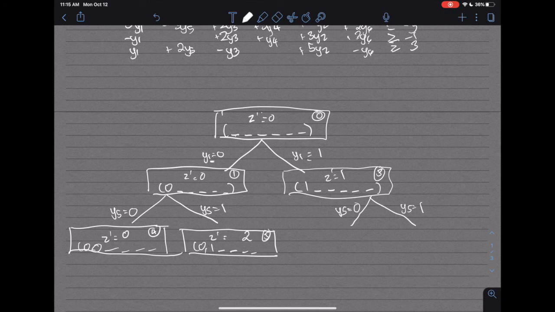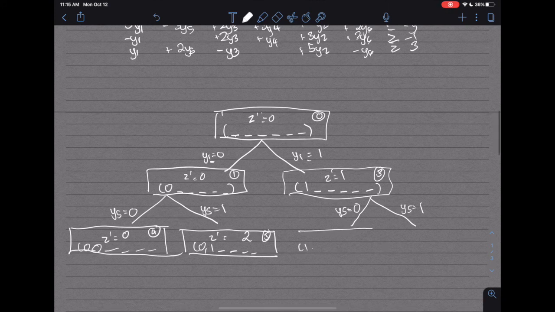Next, we assign y5 is equal to 0. So 1, 0, blank, blank, blank, blank.